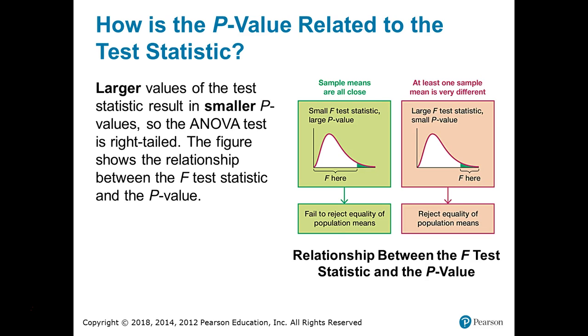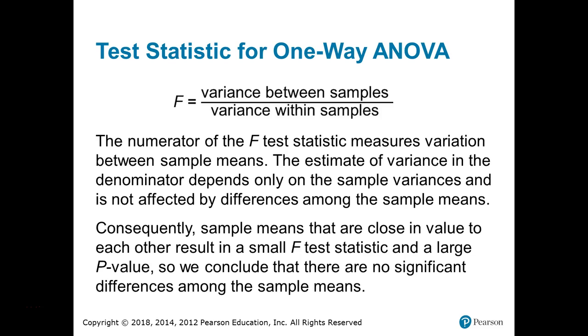So how is p-value related to the test statistic? Okay, larger values of the test statistic result in smaller p-values, so it's right-tailed. So if the F is here, we fail to reject. And if the F is here, which is a large F value, small p value, this was small F value, large p value. If our F is over here, we reject equality of population means. So I think this was a similar chart that we used in a previous section.